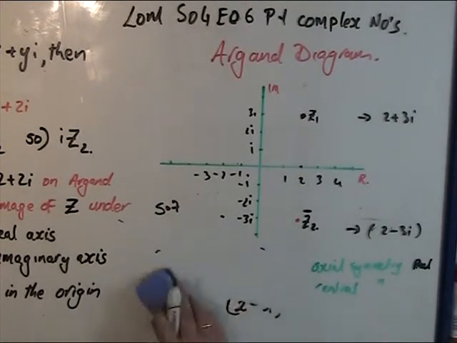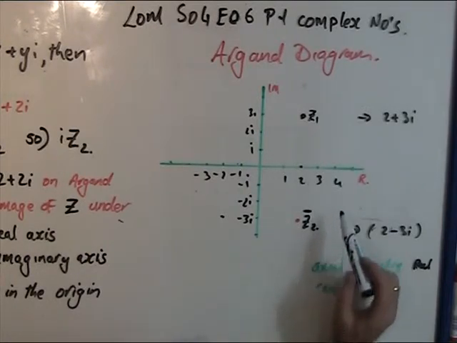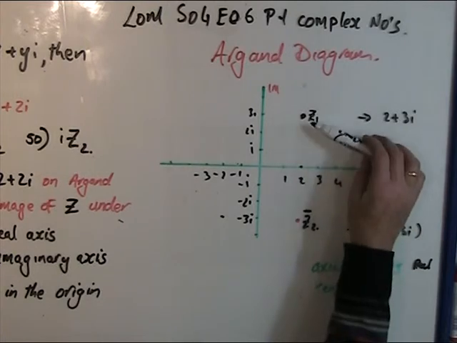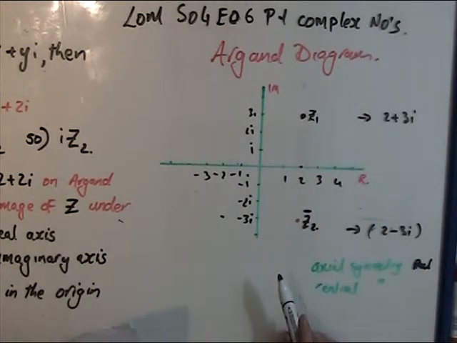Okay, so it's dealing with transformations. So the conjugate is the image of Z1 under axial symmetry in the real axis. Okay, so that's something to remember.